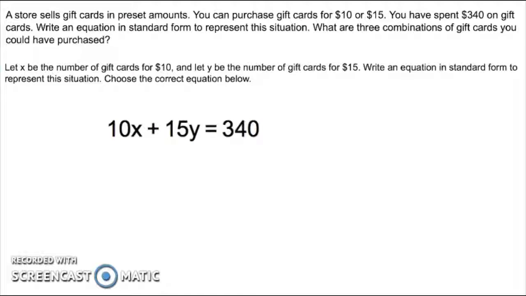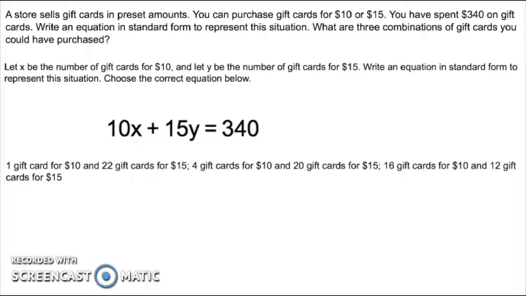Now it gives you choices of 3 possible combinations of cards you could have bought. In the essence of time, I'm going to go through the one that's correct and show you why it's that one. So the one that's correct is this scenario: 1 gift card for $10 and 22 gift cards for $15, 4 gift cards for $10 and 20 gift cards for $15 each, and 16 gift cards for $10 and 12 cards for $15.